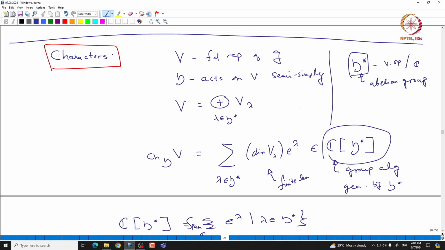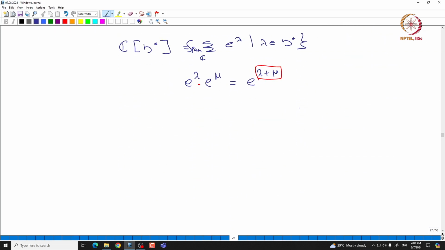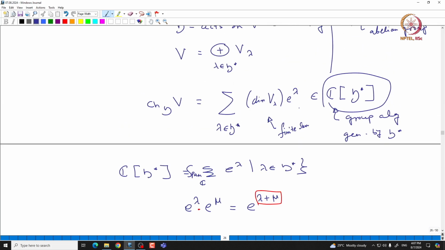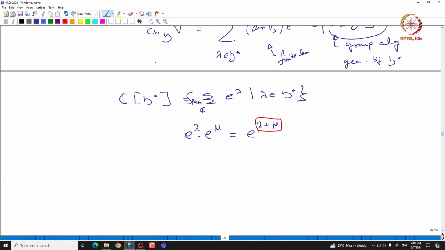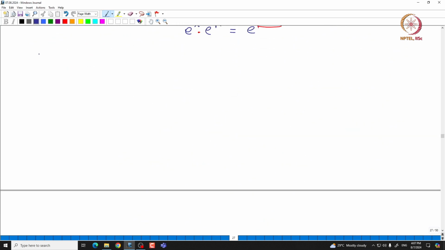So, now what we are trying to say is, if we know the character of V, then we know V. Okay. So, what we mean by that? Here is the theorem, which we will prove later. Okay. So, V is isomorphic to W as G module if and only if the character of V is the same as the character of W.